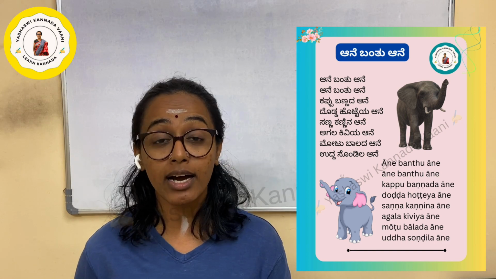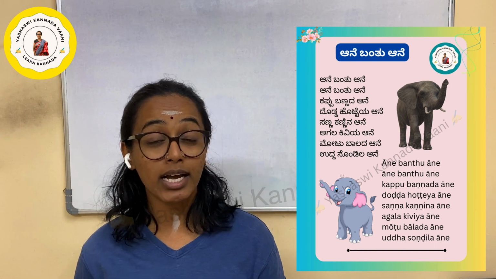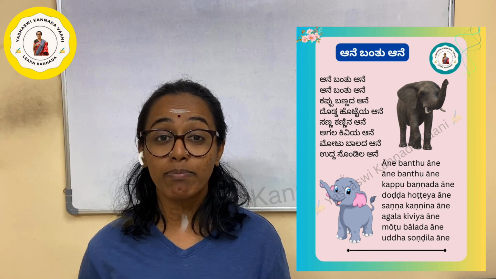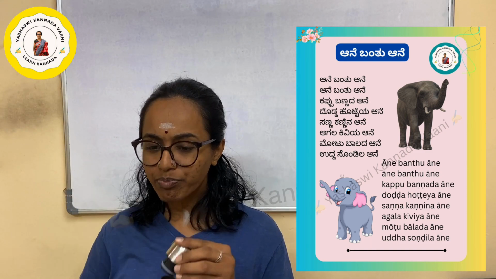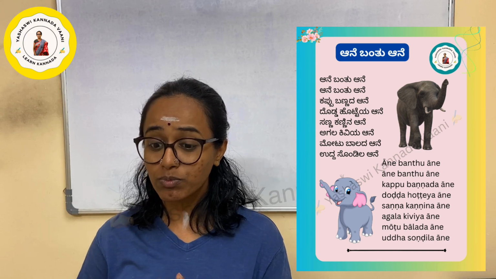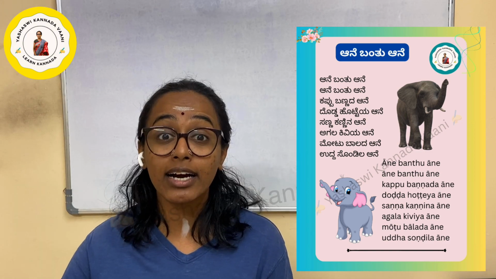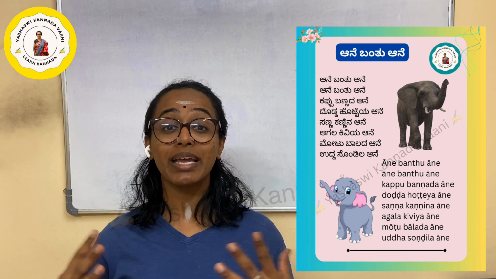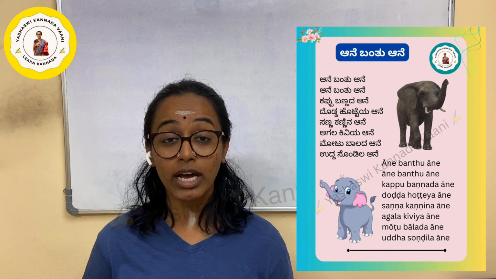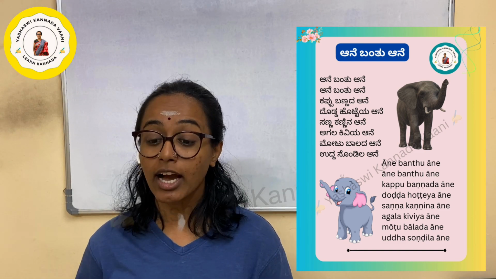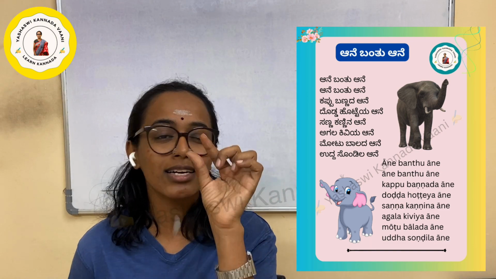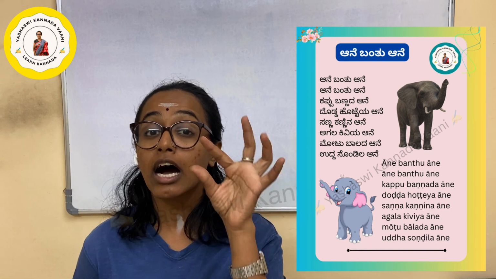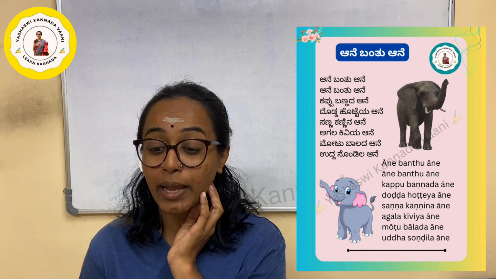ಕಪ್ಪು ಬಣ್ಣದ ಆನೆ. ಕಪ್ಪು is a black. ಕಪ್ಪು ಬಣ್ಣ is a black color. It is a black color elephant. Sorry for the background noise. ದೊಡ್ಡ ಹೊಟ್ಟೆಯ ಆನೆ. ದೊಡ್ಡ ಹೊಟ್ಟೆ ಅಂದರೆ big stomach. ಹೊಟ್ಟೆ is a stomach. ದೊಡ್ಡ is a big. ದೊಡ್ಡ ಹೊಟ್ಟೆಯ ಆನೆ. ಸಣ್ಣ ಕಣ್ಣಿನ ಆನೆ. ಸಣ್ಣ ಕಣ್ಣು, ಸಣ್ಣ is a small. ಕಣ್ಣು is an eye. A tiny eyes ಆನೆ.